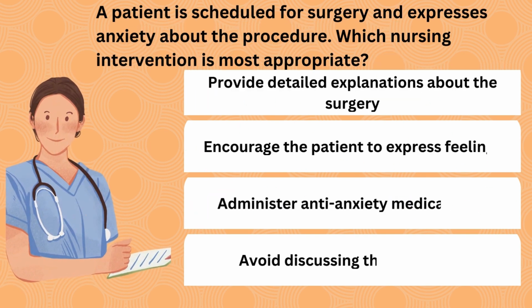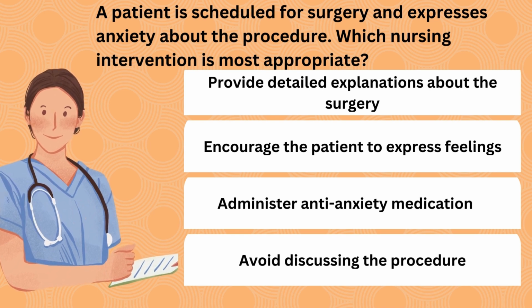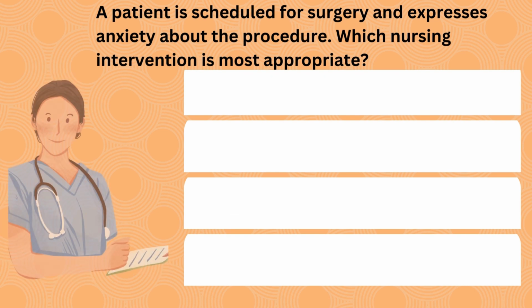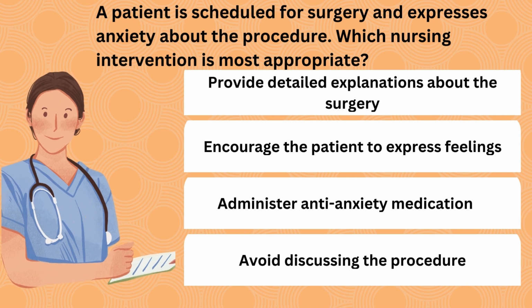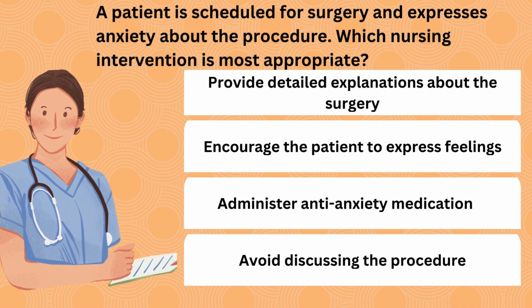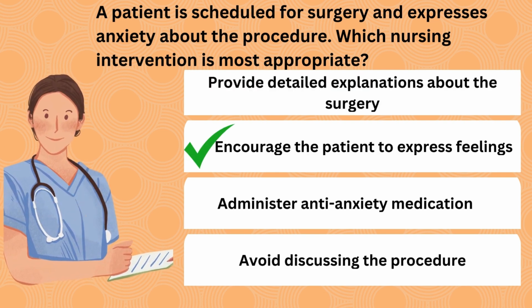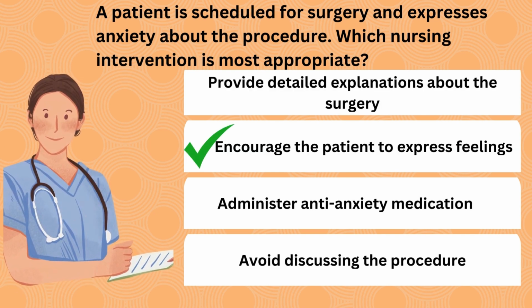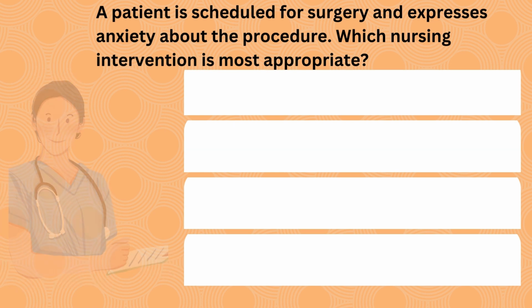Question 19. A patient is scheduled for surgery and expresses anxiety about the procedure. Which nursing intervention is most appropriate? Is it A. Provide detailed explanations about the surgery. B. Encourage the patient to express feelings. C. Administer anti-anxiety medication. D. Avoid discussing the procedure. The correct answer is B. Encourage the patient to express feelings. Encouraging the patient to express feelings can help reduce anxiety and provide emotional support.